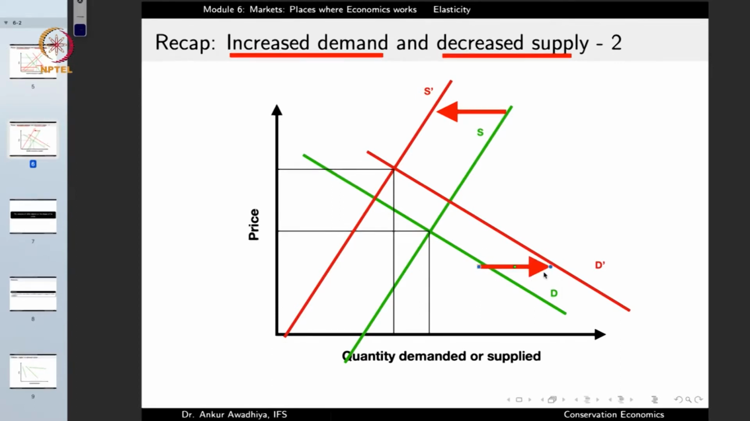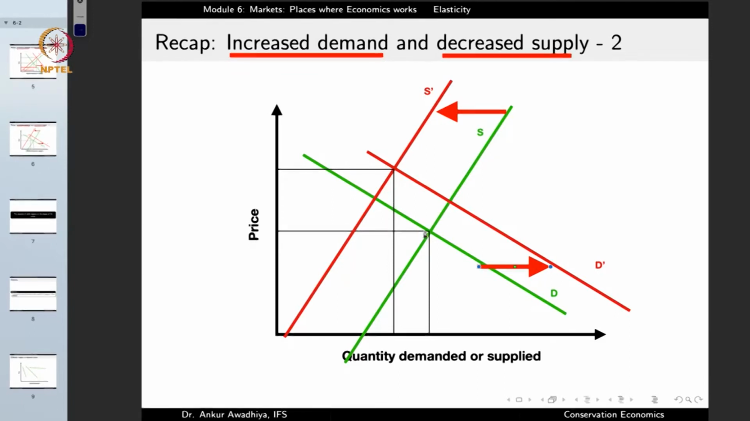Now the question is, what is happening to the equilibrium in this case? The earlier equilibrium was here, where the green curves are intersecting. This was the equilibrium price, and this was the equilibrium quantity. The new equilibrium is at this point where the red curves intersect, and this is the new price, and this is the quantity that is demanded or supplied.